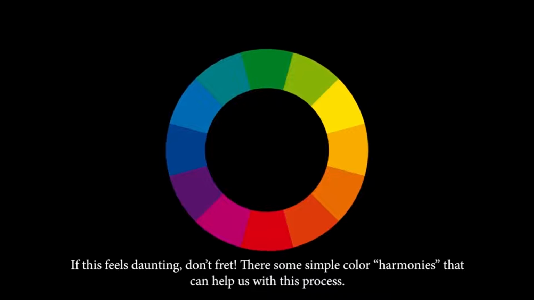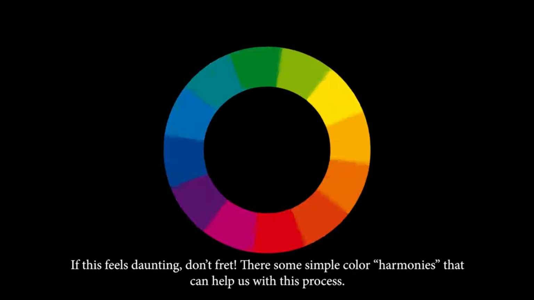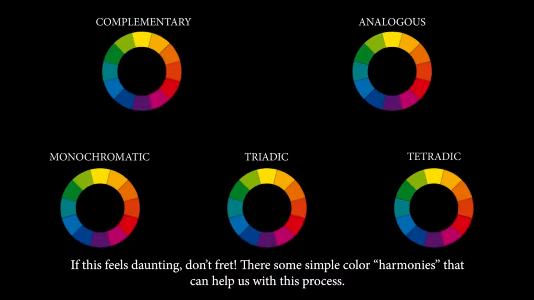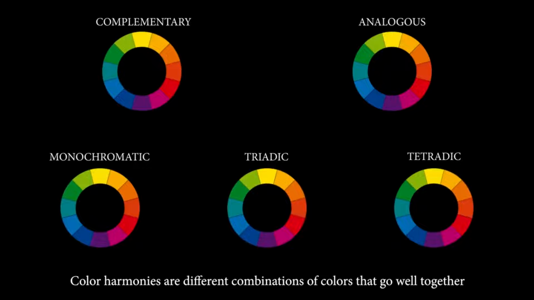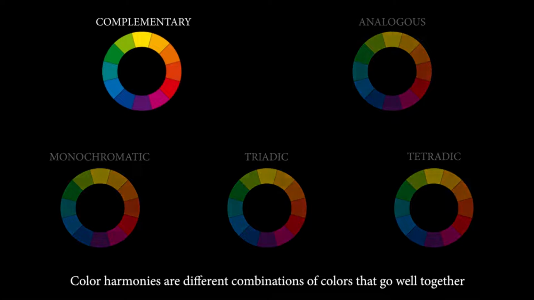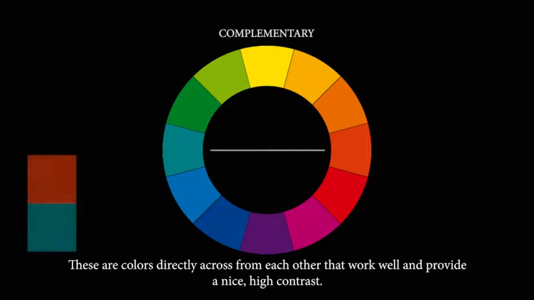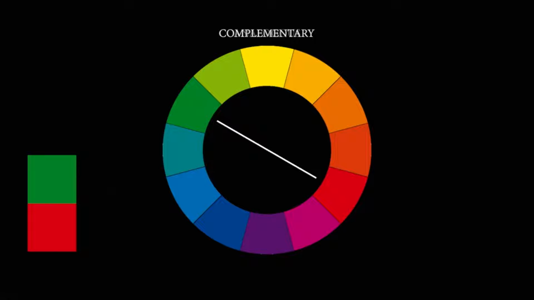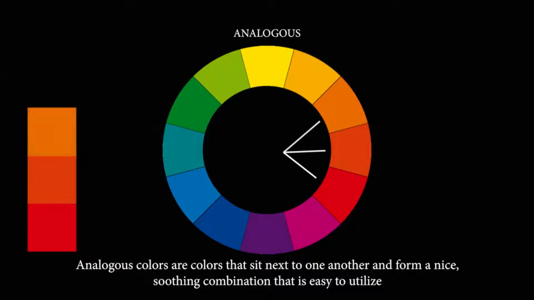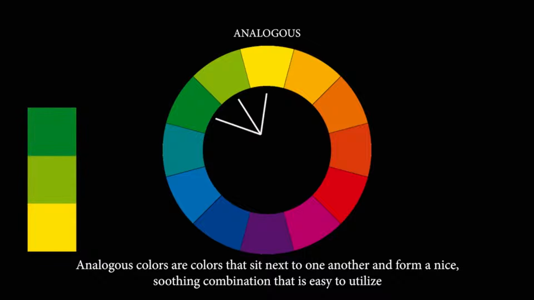If this feels daunting, don't fret. There are some simple color harmonies that can help us with this process. Color harmonies are different combinations of colors that go well together. First, we have complementary colors. These are colors directly across from each other that work well and provide a nice, high contrast. Analogous colors are colors that sit next to one another and form a nice, soothing combination that is easy to utilize.